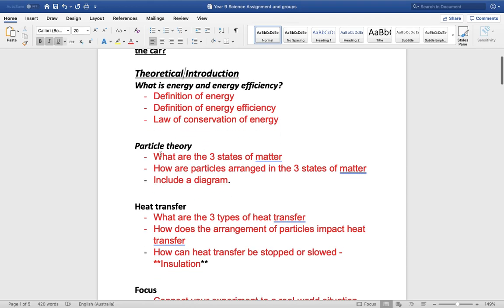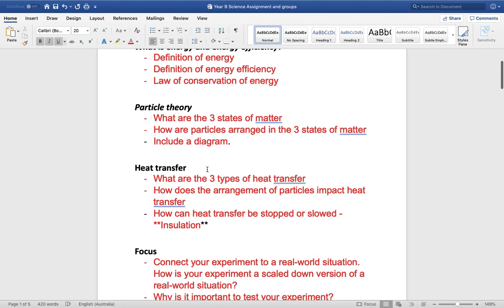Your next little subheading should be particle theory. So you need to talk about the three states of matter, how the particles are arranged in these three states of matter. And I don't mind if in this particle theory section you include a diagram that helps you explain the three states of matter and their particle arrangement.